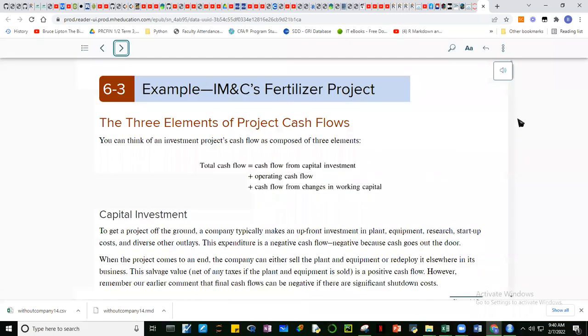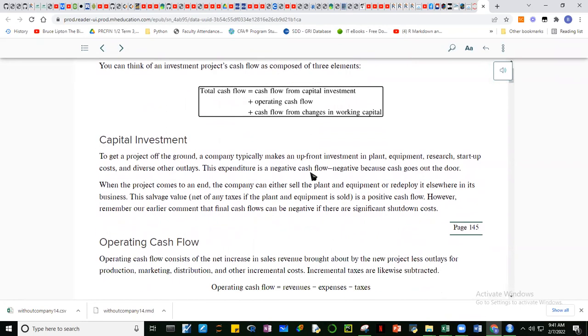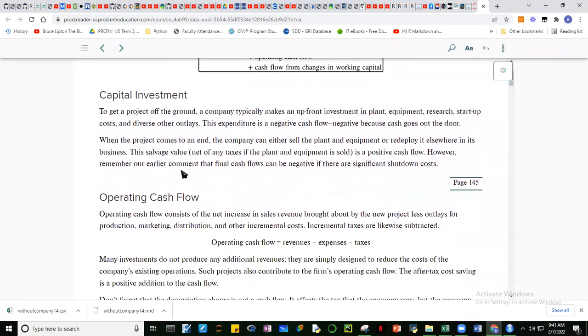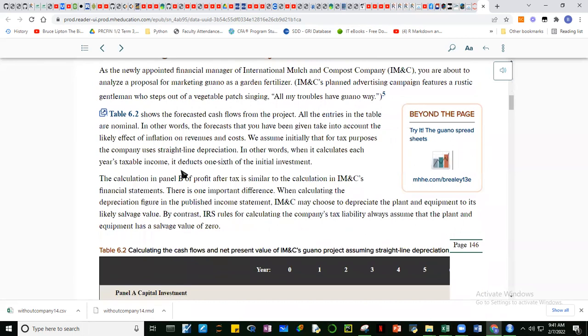Okay, what I would like to point out here is that when we take a look at cash flows, there are 3 elements to the cash flows. Number 1 is cash flow from the capital investment. This is the initial investment. Number 2, the cash flow from the operations. And number 3, the changes in the working capital. Those are the 3 important cash outlays. So capital investment, and then operating cash flows, and then the investment in working capital.